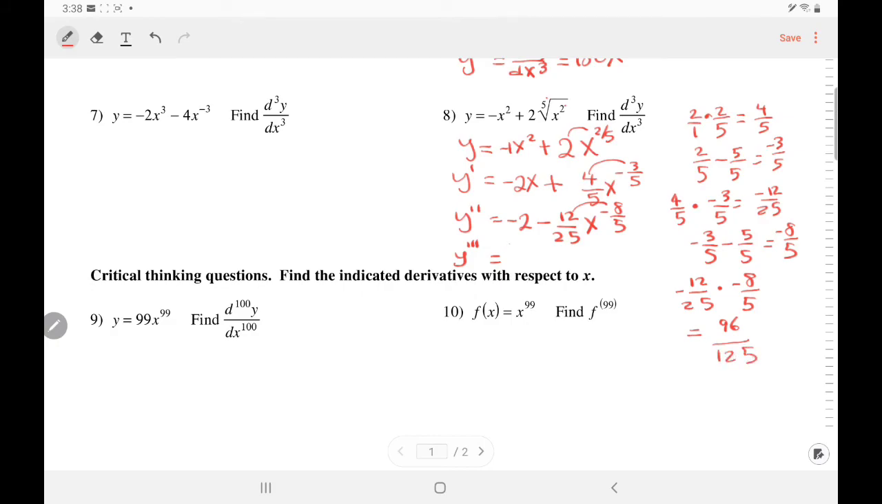So 96 over 125. X to the power. We're going to have to reduce the negative 8/5 by 1. So subtract 5/5. And that equals negative 13/5. Wow. X to the power of negative 13/5.